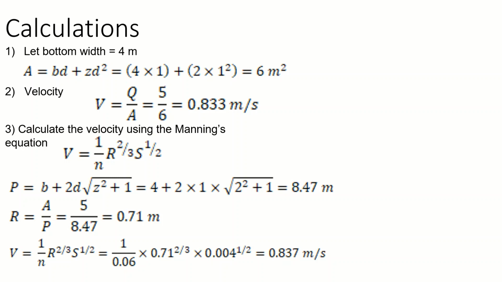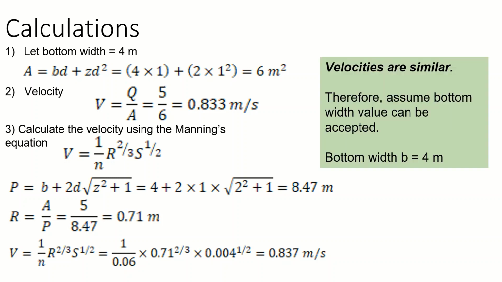Bottom width of 4 meters seems to be appropriate. It can handle discharge of 5 meter cube per second. So this is our answer. B is equal to 4 meters because the velocities obtained by Q by A and Manning's equation are similar.